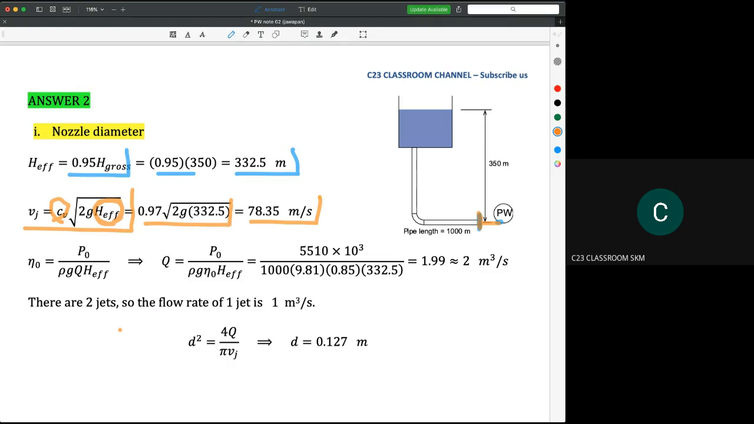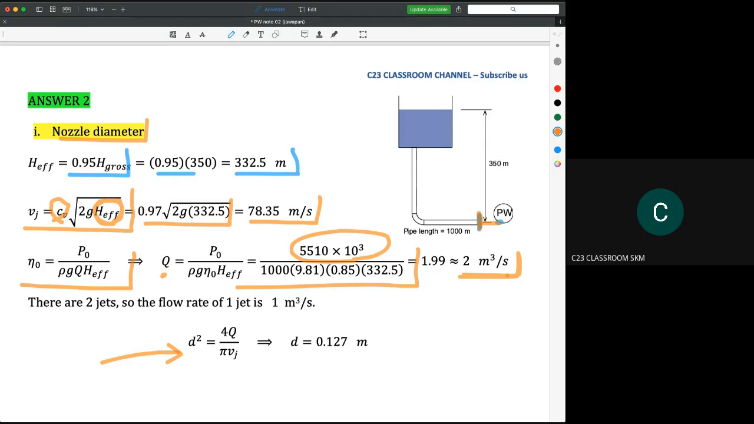Again, the question is about the nozzle diameter, so it is closely related to the flow rate. However, we don't know the flow rate, so we need to calculate it. We use the overall efficiency, and we can calculate the flow rate because everything is given in the question. The flow rate is 1.99, so I take it as 2 meter cube per second.